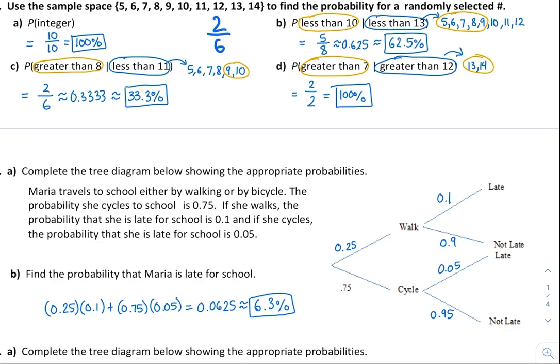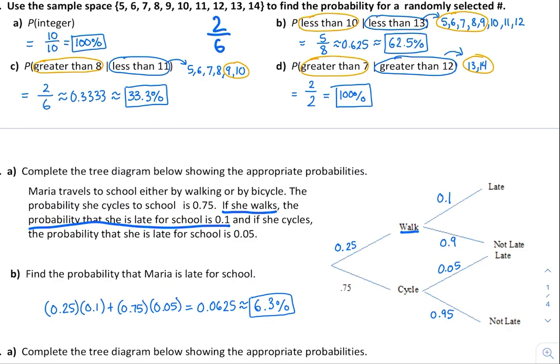Now, we move along. If she walks, so we're right here, you guys, the probability that she's late for school is 0.1. So that's why I put 0.1 right there, because it says it's 0.1. If she walks and she is late, so if she's 0.1 late, then that means she's 0.9 not late, because 1 minus 0.1 is 0.9.